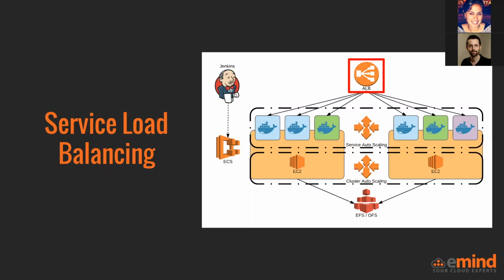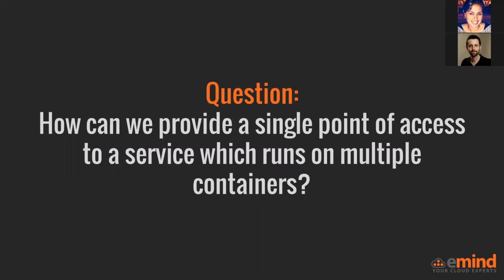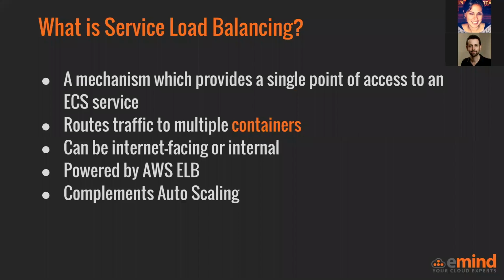Let's talk about load balancing in the context of ECS. This is called service load balancing. Question: how can we provide a single point of access to a service which runs on multiple containers? So service load balancing is a mechanism which does exactly that. It can route traffic to multiple containers, not instances, containers.